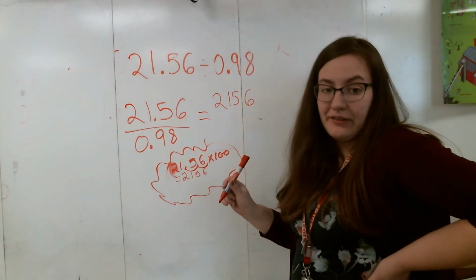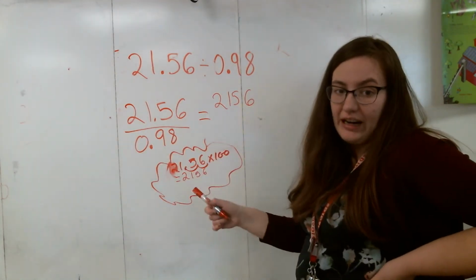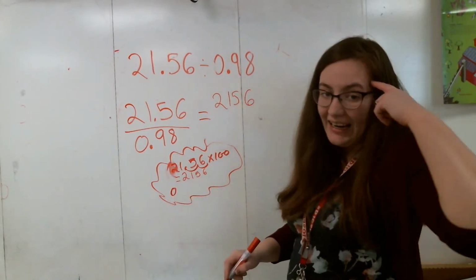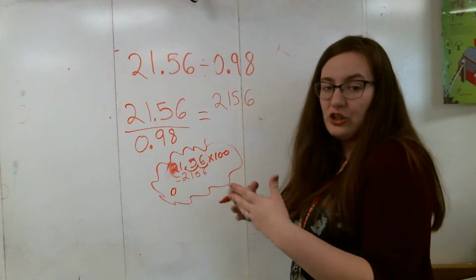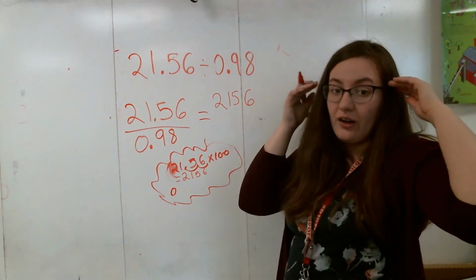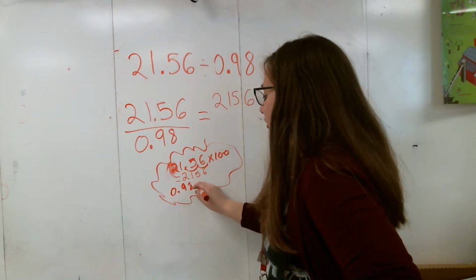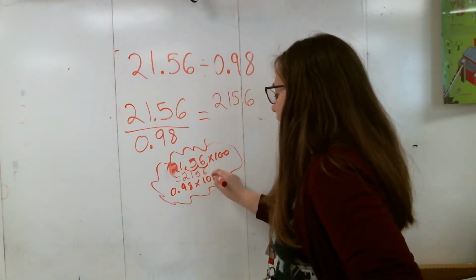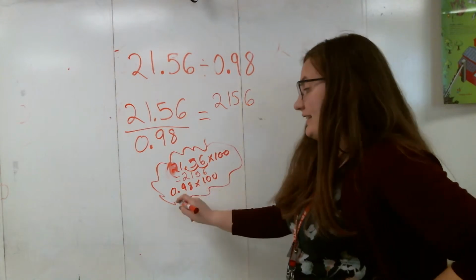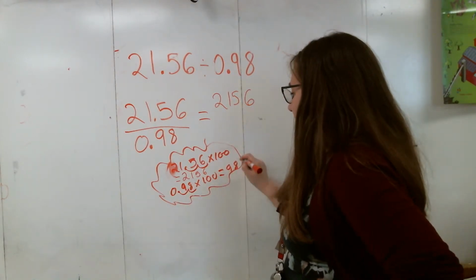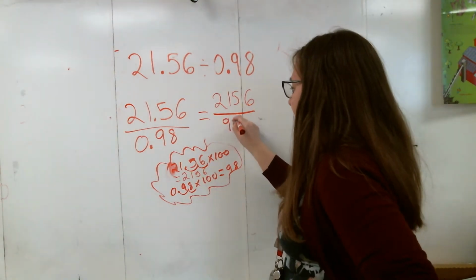And then the same thing with the bottom part. I'm not actually going to write this step, but I'm going to think about it. Even though I am writing this down right now, I'm just showing you what you should be thinking when you get to this part. So I have 98 hundredths times 100, which means I'm moving my decimal place over 1, 2 times, and that gives me an answer of 98. So that will be my new denominator.